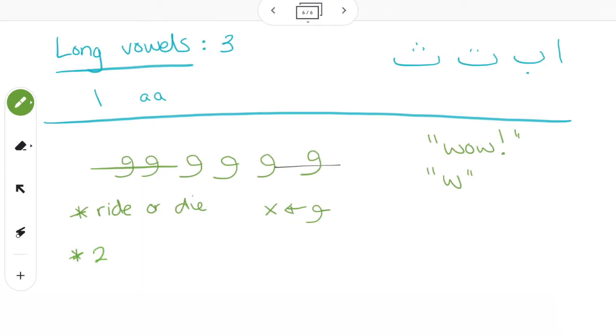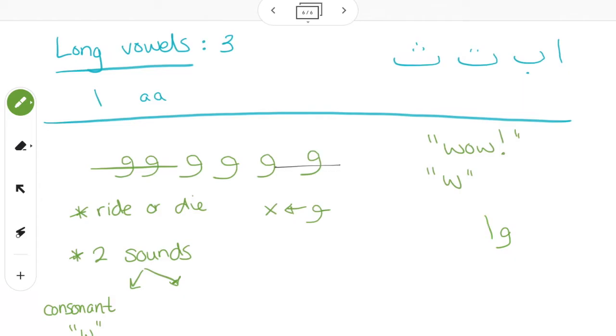Okay. The second thing that we want to know is that wow has two sounds. The two letters that we're about to do, both of them have two sounds. They're very special letters, and they're the only letters in the alphabet that have two sounds. Now, the two sounds that we have, one is its consonant sound. And the consonant sound is the W, the W sound.